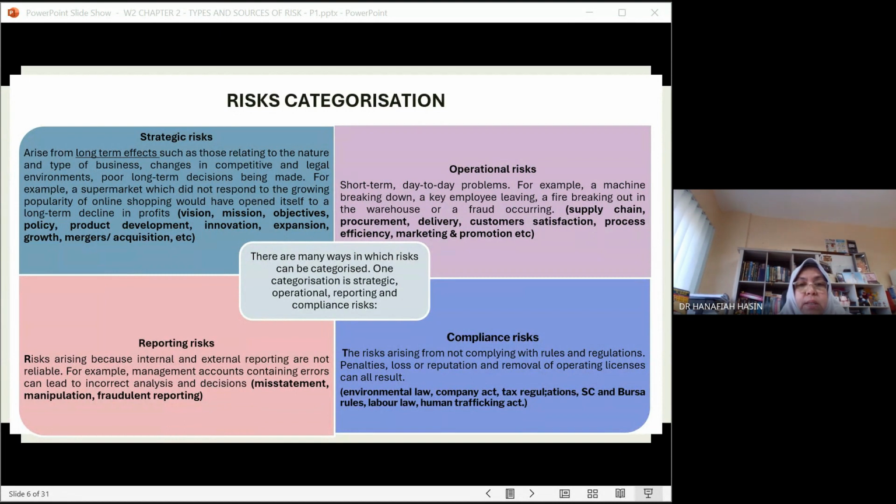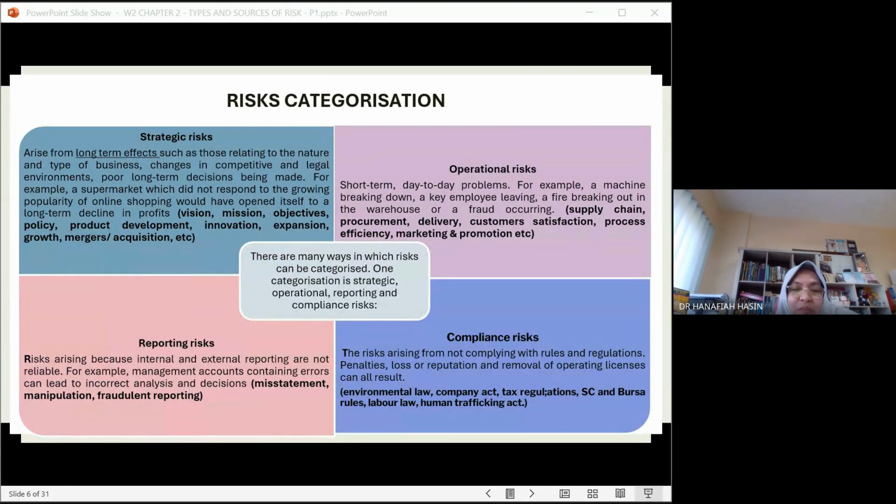And another category of risk, we look at compliance risk, which refers to the potential negative impact that may arise from failure to comply with regulatory requirements.